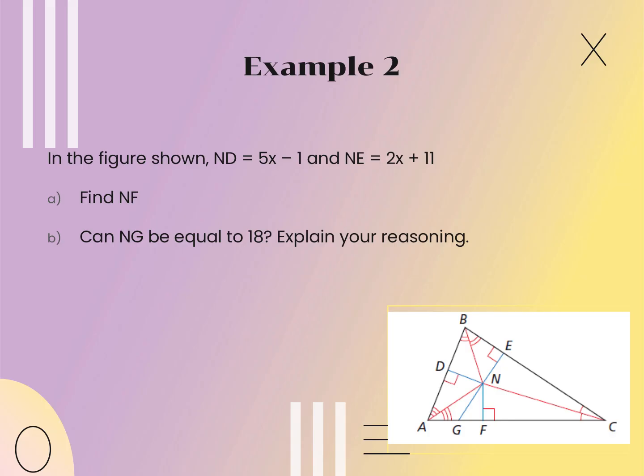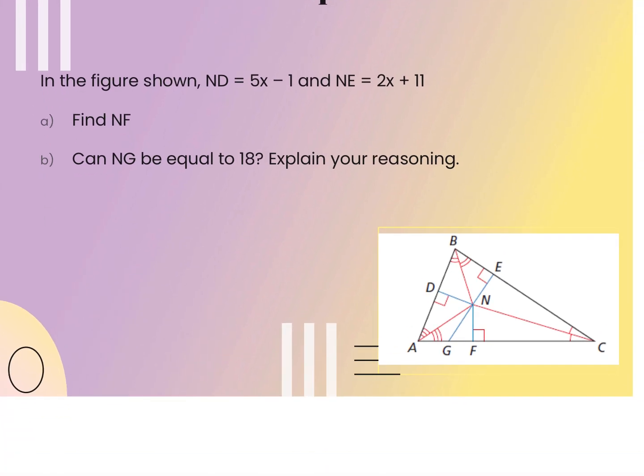All right, example 2. It says, in the figure shown, ND, so this little blue segment here, has a length of 5x minus 1. And NE has a length of 2x plus 11.